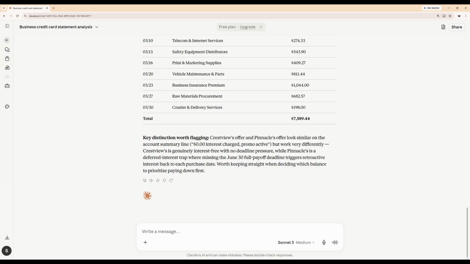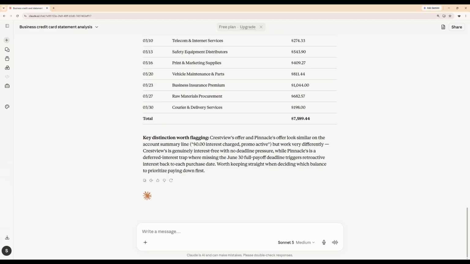Crestview and Pinnacle both show $0 in interest charged on the account summary line. They look identical at a glance. Claude read the terms on both and flagged that they work completely differently. That's the thing most people miss when they're scanning a statement on a Tuesday morning between phone calls. All right, so we know what we have. What do we do about it?